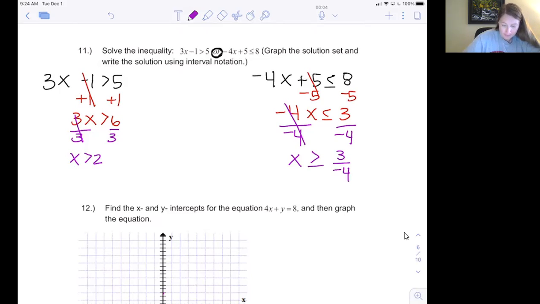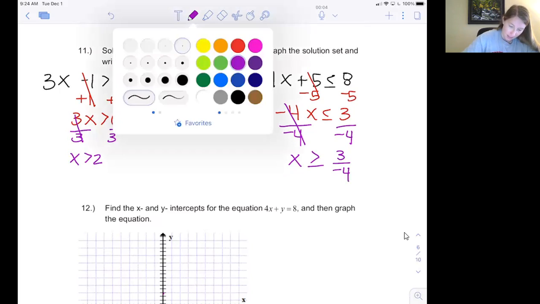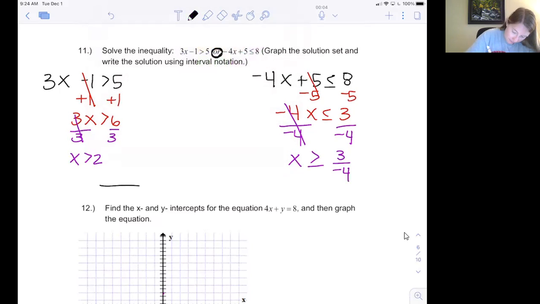negative 3/4. Okay, so I realize that both x's are on my left-hand side, so I don't need to flip them. So now just to graph, I got my line, got negative 3/4, got 2.